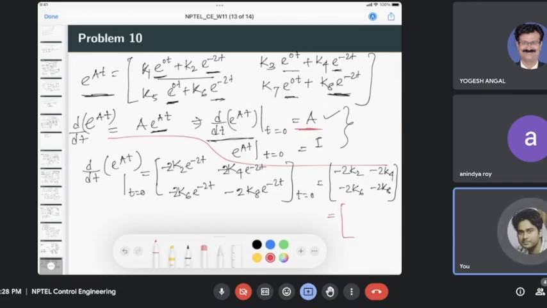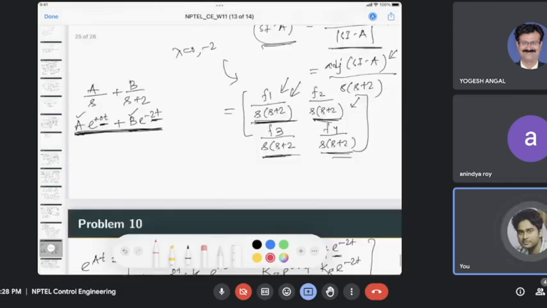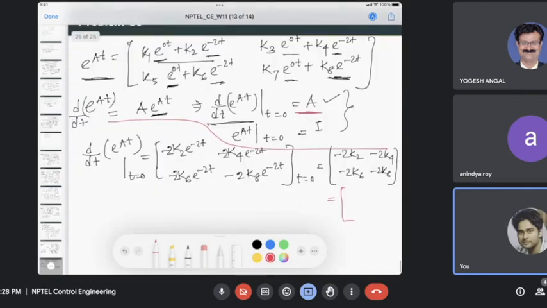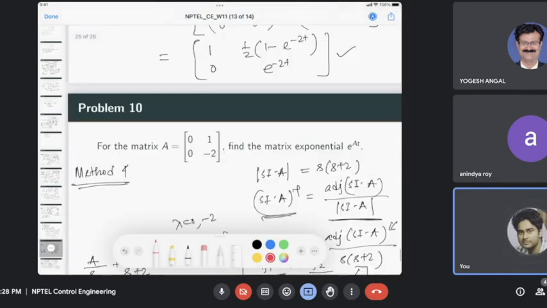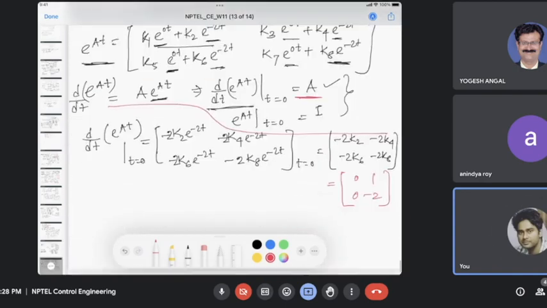So the A matrix is given as 0 1, 0 minus 2. And from the second property, e to the power At at t equal to 0 will be what? We put t equal to 0 here, then it will be k1 plus k2, k3 plus k4, k5 plus k6. So we just put t equal to 0.